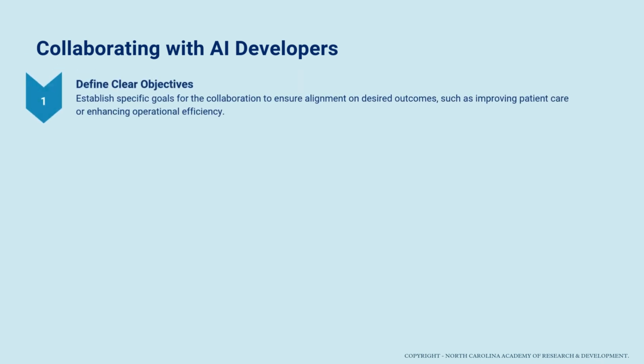Step 1. Define clear objectives. Before anything else, sit with your AI development team and define what success looks like. Is it about reducing patient wait times? Improving diagnostic accuracy? Be specific. When goals are clear, outcomes are aligned, and so is accountability. Ask yourself, what are the clinical outcomes I care most about? Jot them down. They're your North Star.